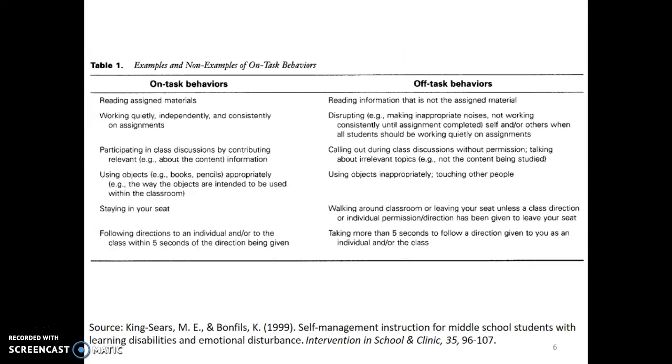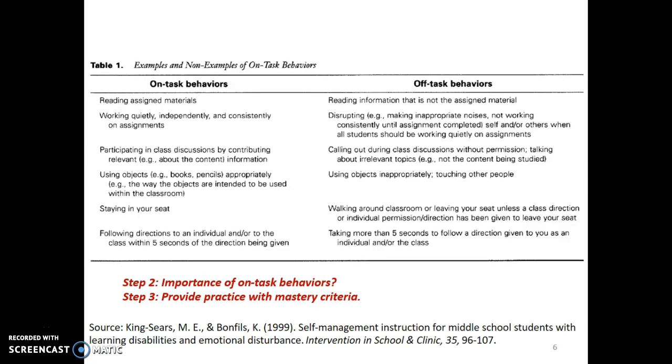Here are some examples and non-examples of on-task behaviors. Notice that the on-task behaviors are the things that you want the student to do, and the off-task behaviors are probably what the student is already doing. Sometimes it's helpful during this step to have something written out for the student to refer to, and with younger students you may be using pictures on either side.